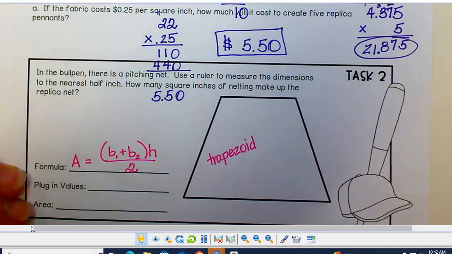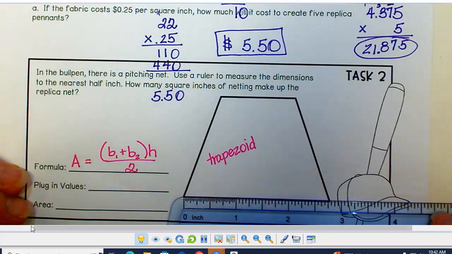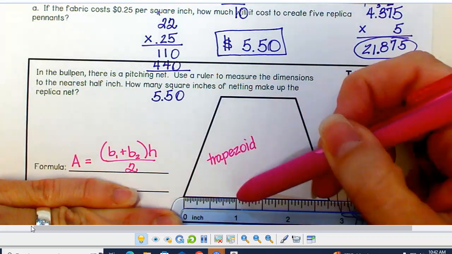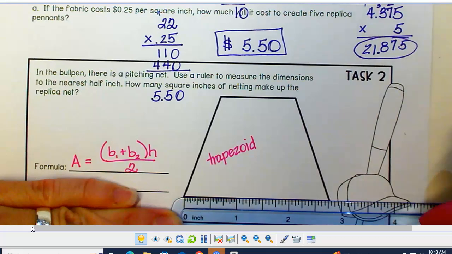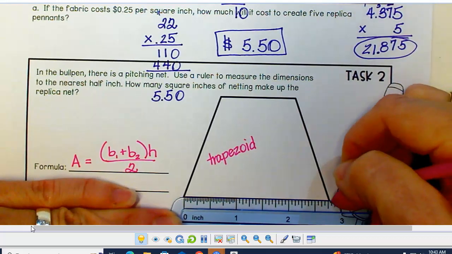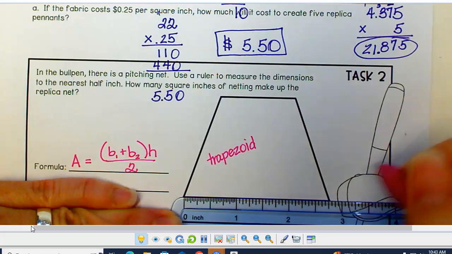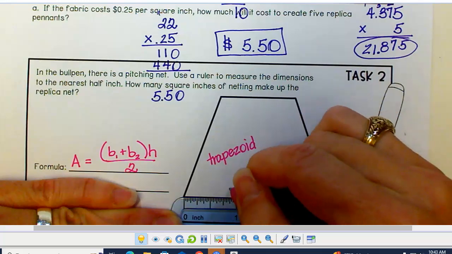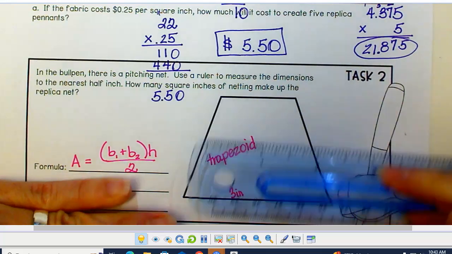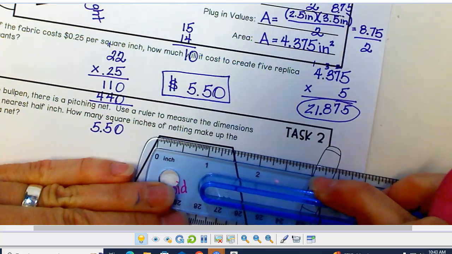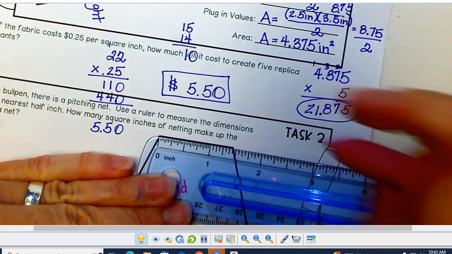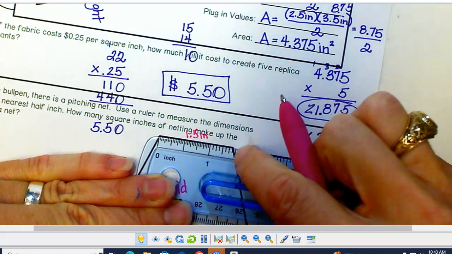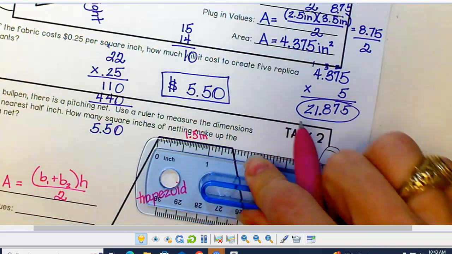And remember, we're going to measure to the nearest half inch. So our base down here, ooh, I don't like that. This is 1 inch, 2 inch, 2.5. I guess I'm going to call that 3. It says to measure to the nearest half inch, so I guess it's going to be 3. 3 inches is that base. Okay, up here to the nearest half inch, this is going to be 1.5 inches. Again, it's not quite at a half inch, but we're measuring to the nearest half inch.